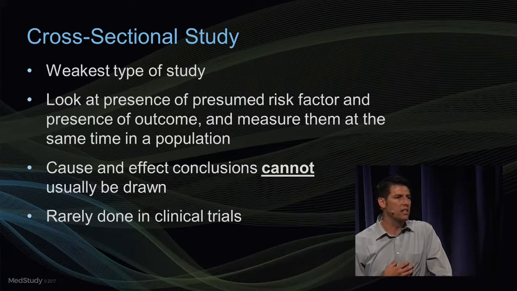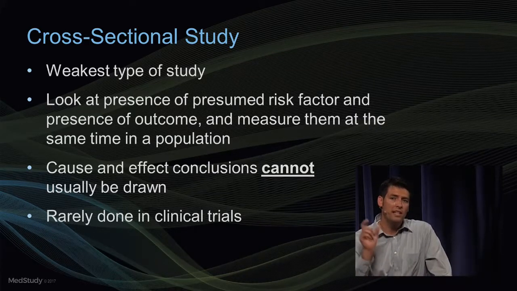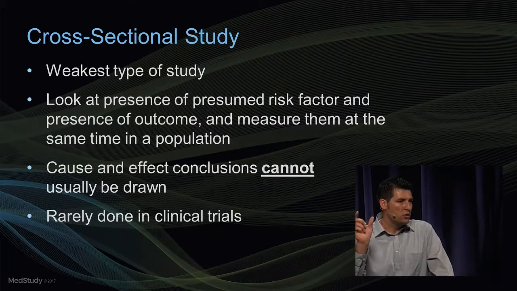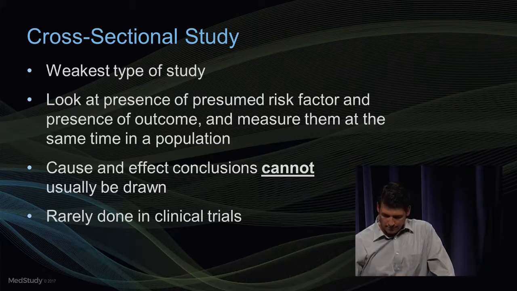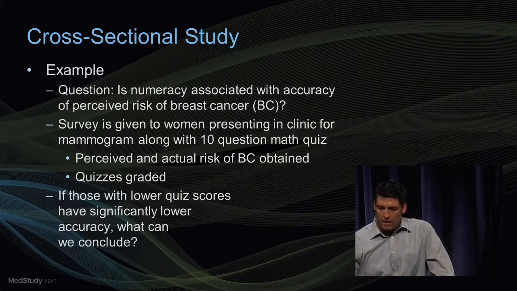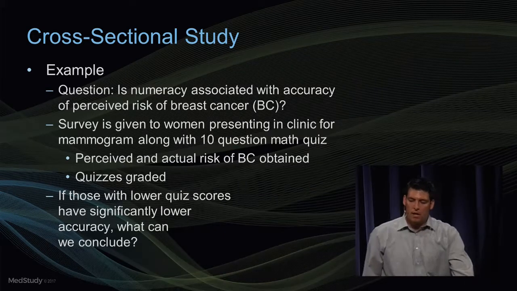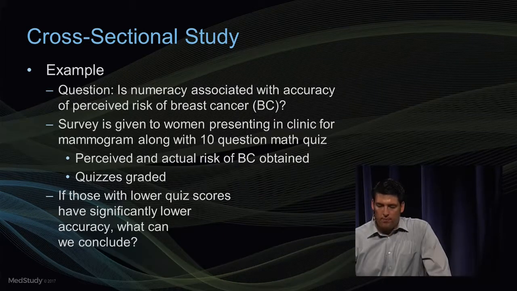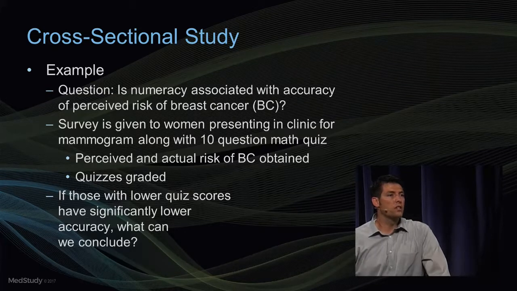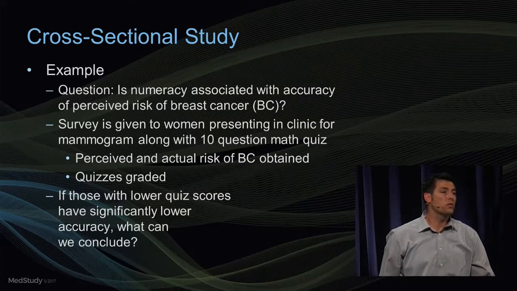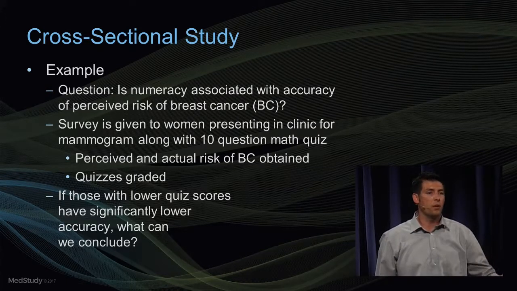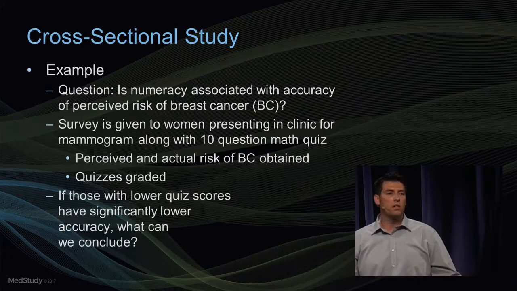So these are rarely done in clinical trials where we're trying to really find the effect of a certain treatment or a certain risk factor on a particular outcome. An example of this might be a researcher interested in the question, is numeracy, or a person's ability to understand and comprehend numbers, associated with their perceived risk of breast cancer?